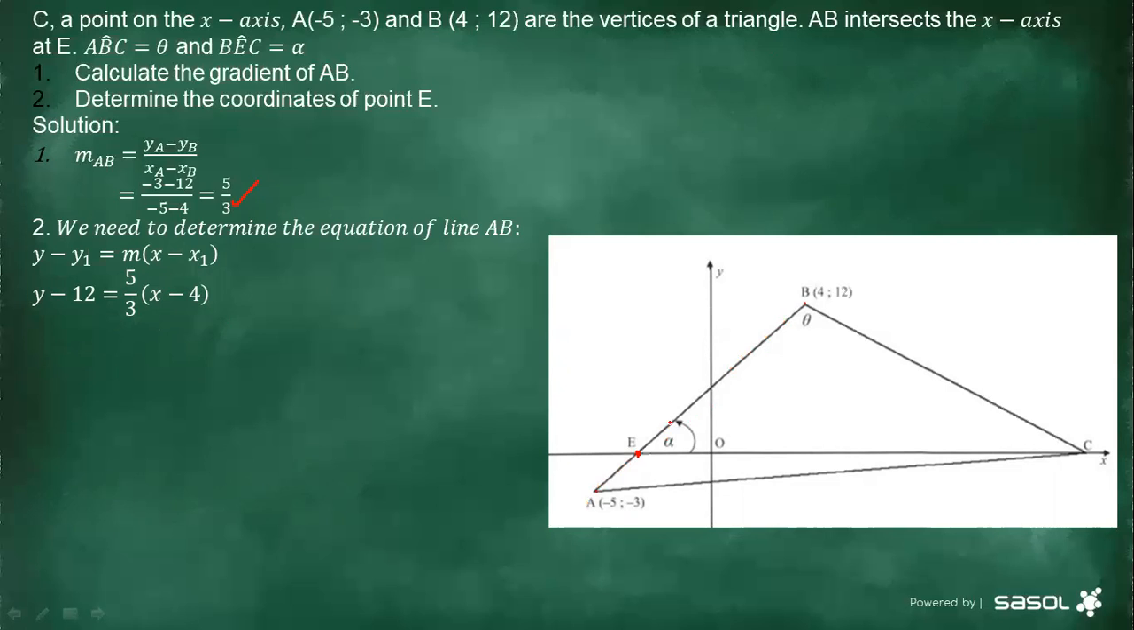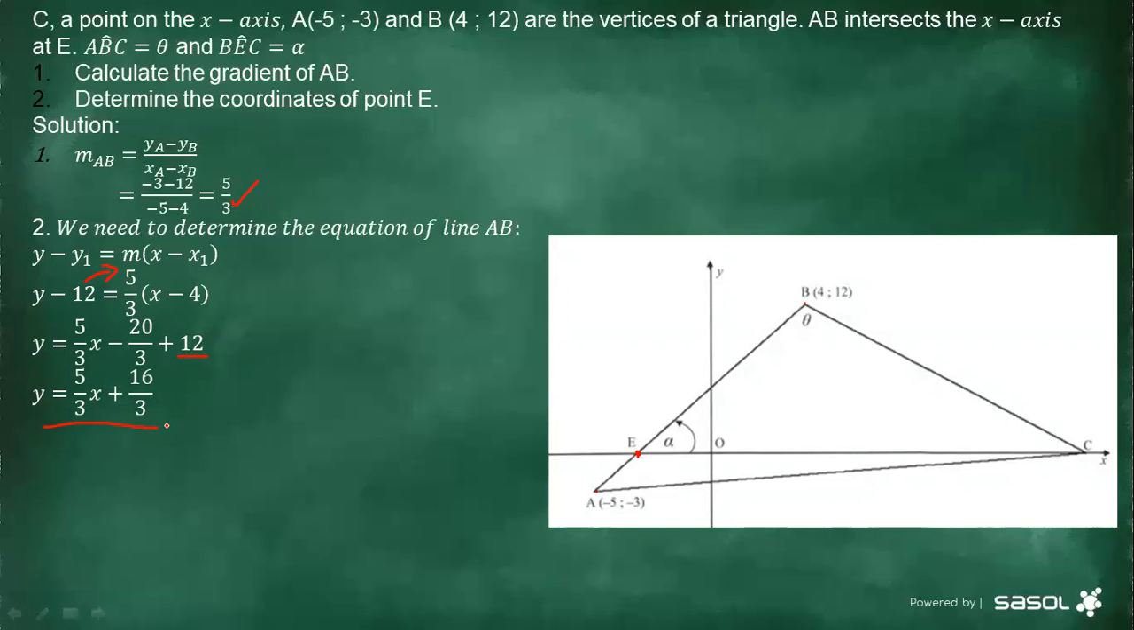Now, remember, we've just determined the gradient of AB, which is 5/3. And then for the point, you can take point B or point A, either one is fine. We have decided to take point B in this case. Then we open the bracket with this 5/3, and it gives us 5/3x minus 20/3. Then this -12, we transpose it to the right hand side, and you see it's +12. Then from there you press your calculator, and this is the equation of that line.